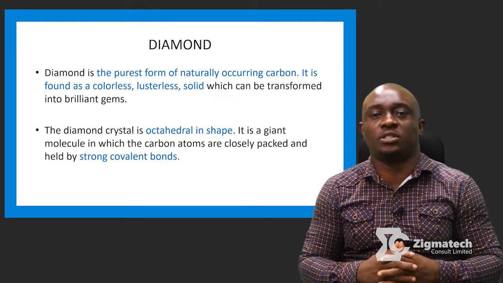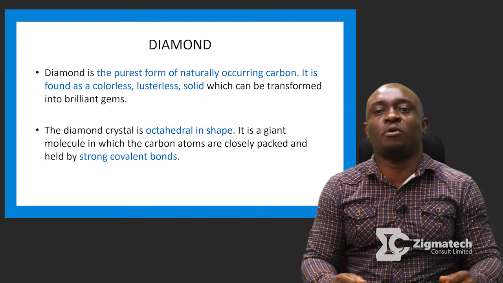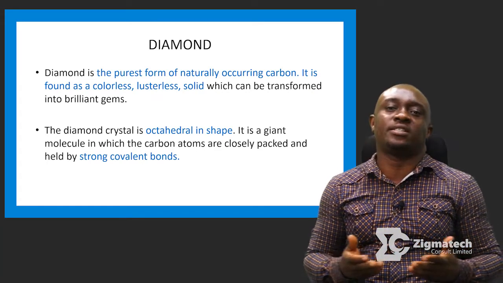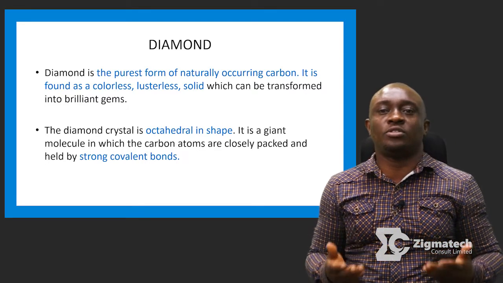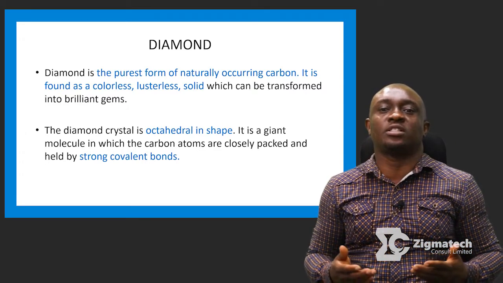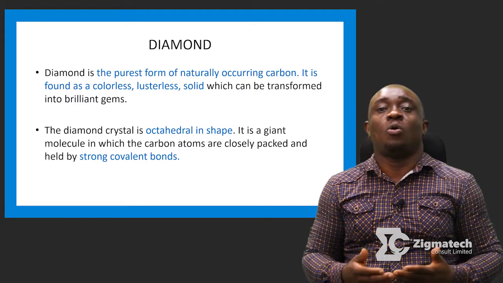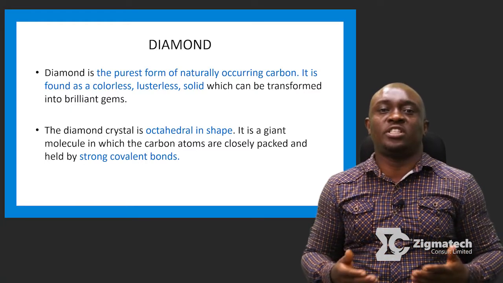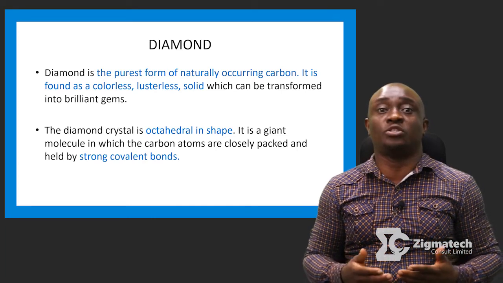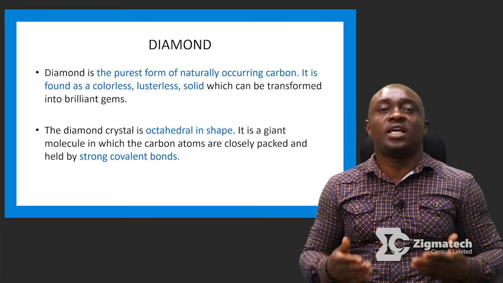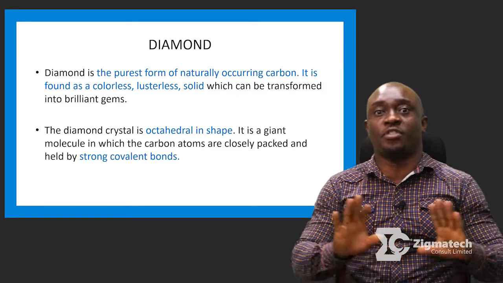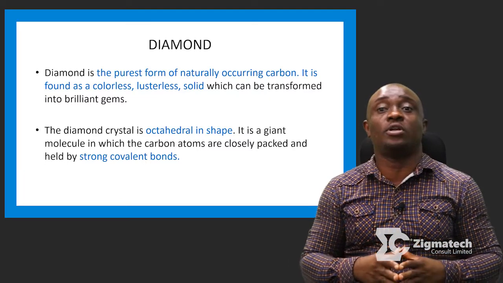Diamond to start with. Diamond is the purest form of naturally occurring carbon. It is found as a colorless, lustrous solid which can be transformed into brilliant gems. What is colorless? Colorless is something that does not have color. If you see any transparent glass, you can see through it. I'm not talking about translucent. With translucent, you see partially, but with transparent glass, you see everything the way it appears. That is how diamond is.